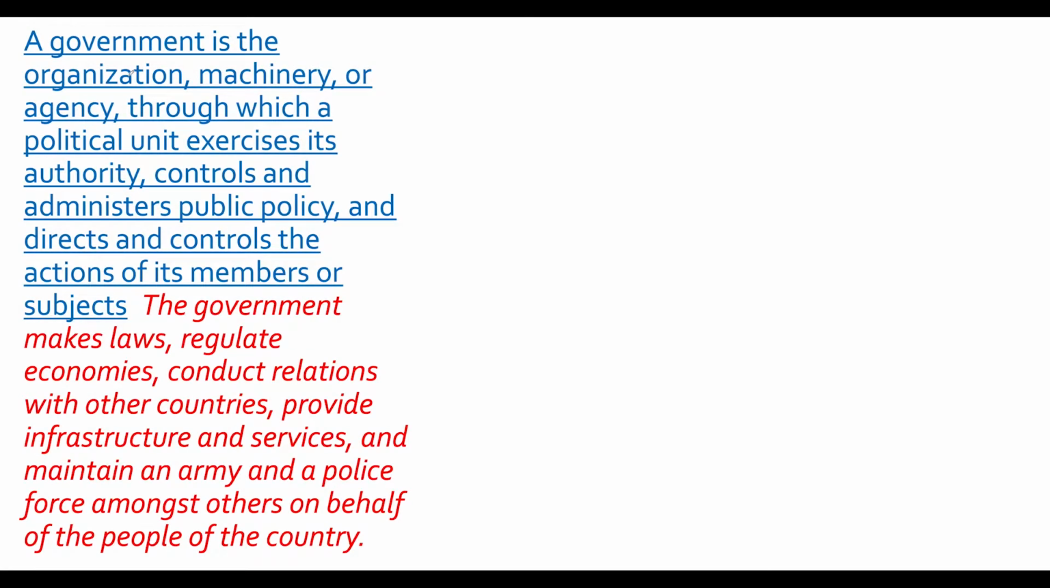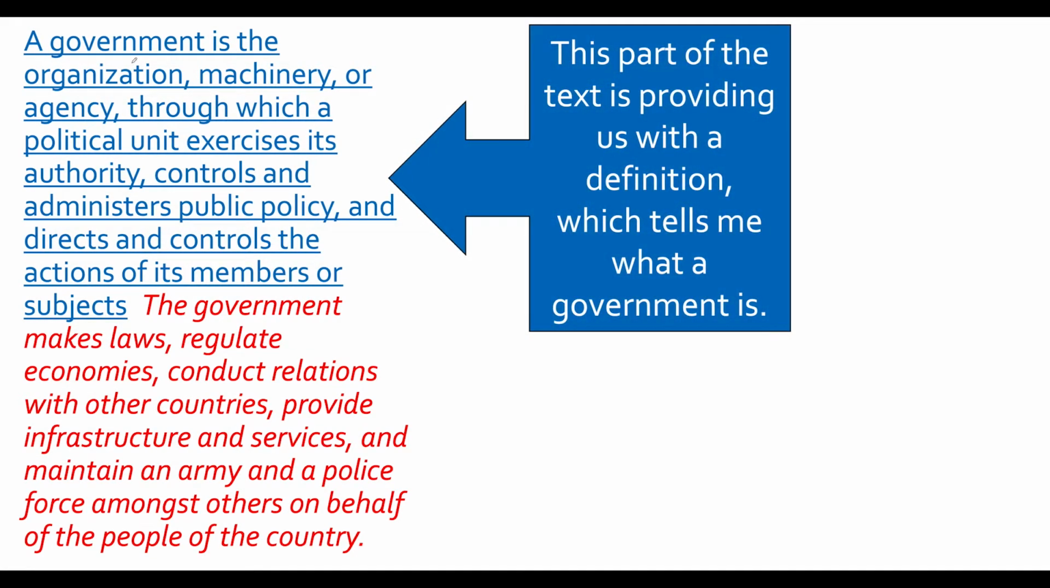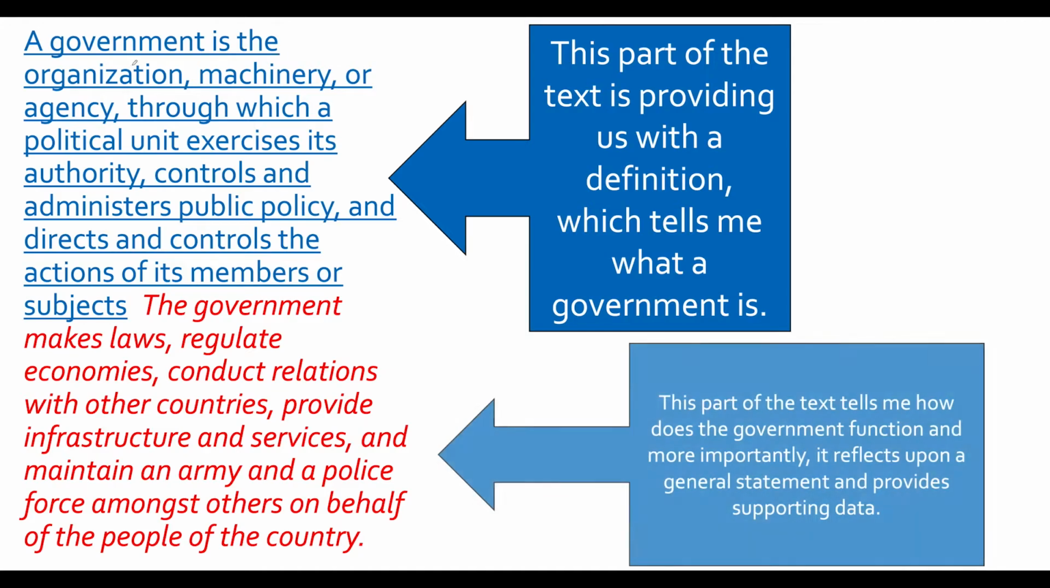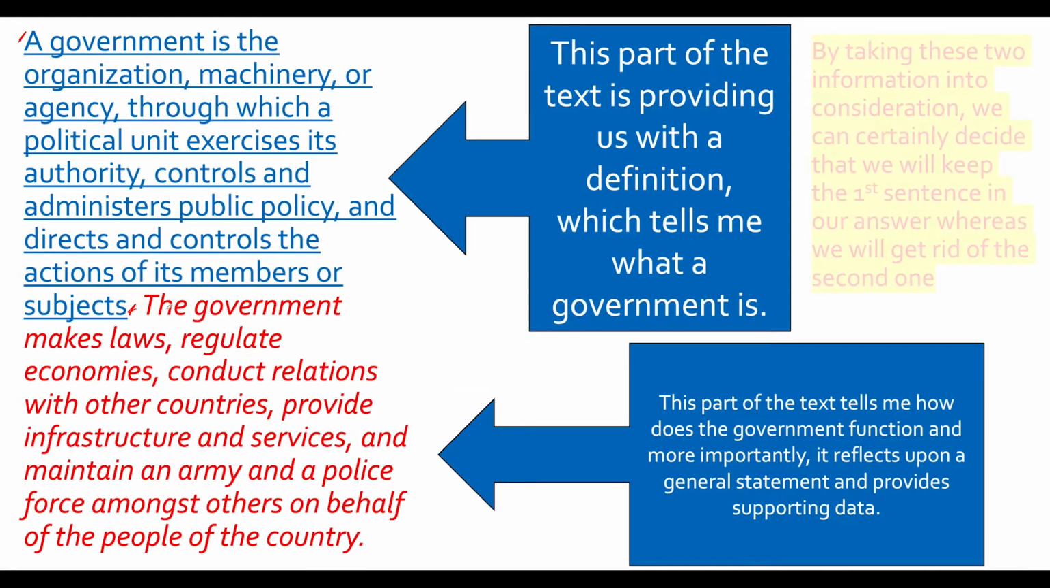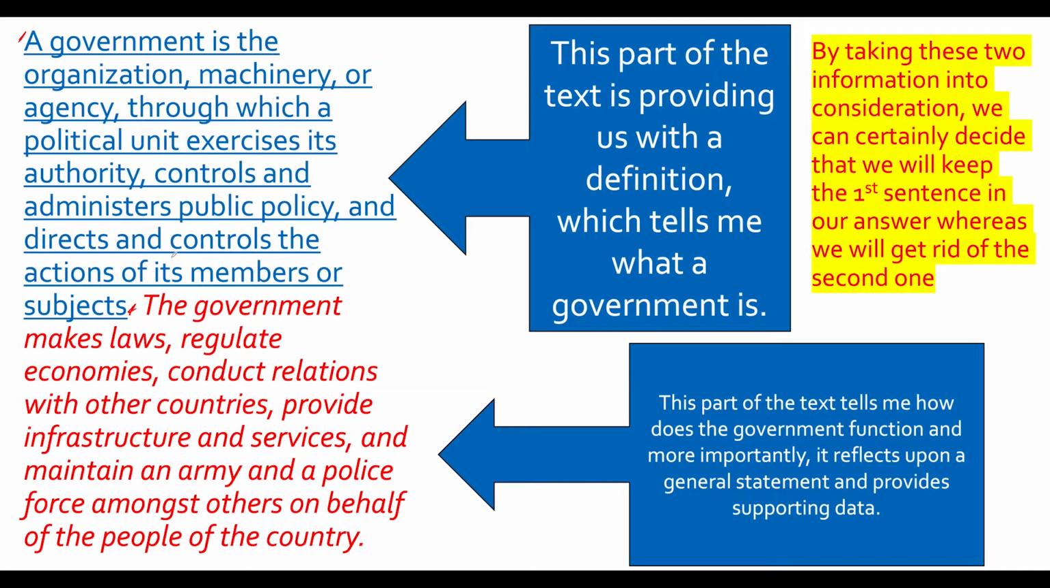Let's take a look at the next slide. That's what I did. Take a look at it. This part of the text is providing us with the definition, which tells me what a government is. This part of the text tells me how the government functions, and more importantly, it reflects a general statement and provides supporting data. So in my answer, I'm going to just keep the first part and avoid the second part. By taking these 2 pieces of information into consideration, we can certainly decide that we will keep the first sentence in our answer, whereas we will get rid of the second one. Remember, keep the main idea, get rid of the minor ideas.